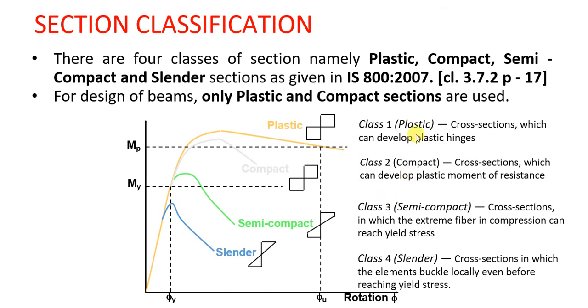So moving on to plastic, it will reach the yield, it will reach the state where it can develop plastic moment of resistance, and even further it can form plastic hinges. So when all this mechanism is happening, yielding, developing capacity to increase the plastic moment of resistance, and developing plastic hinges, it will be going on taking the loads till it reaches these stages. So this is the reason why we will be using only plastic and compact sections for designing of beams, because they can take more load compared to the other classes.